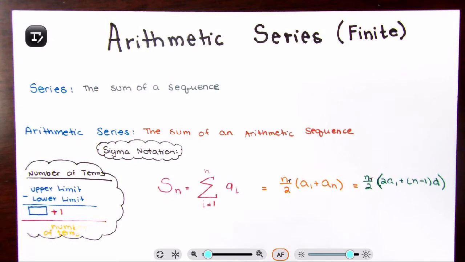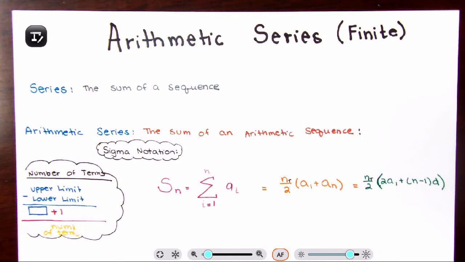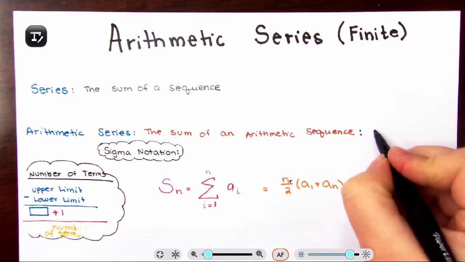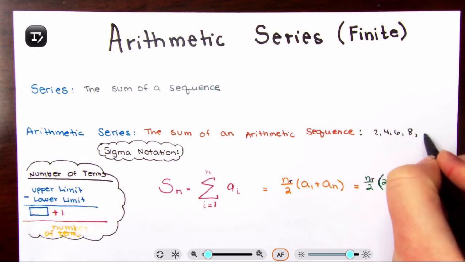A series is the sum of a sequence. So just in general, a series is a sum of a sequence. Since we are focusing on arithmetic series, it is the sum of an arithmetic sequence. So for example, let's say we have a sequence that is 2, 4, 6, 8, 10.